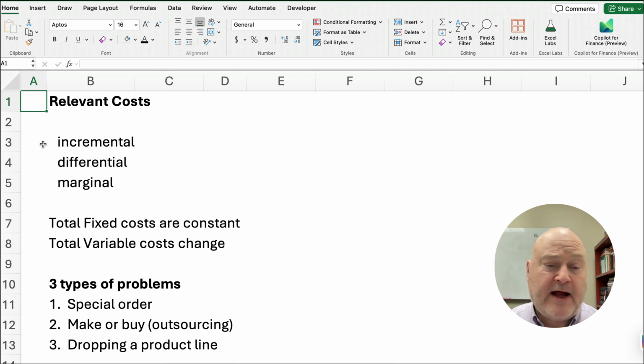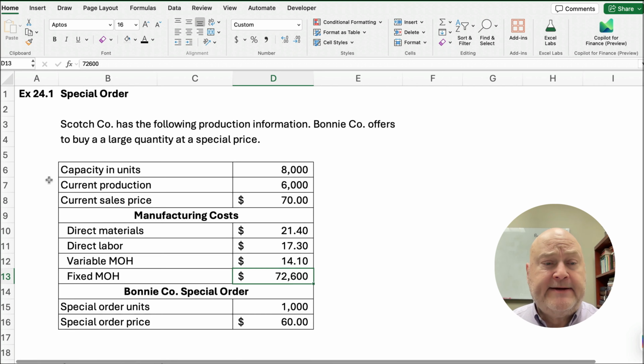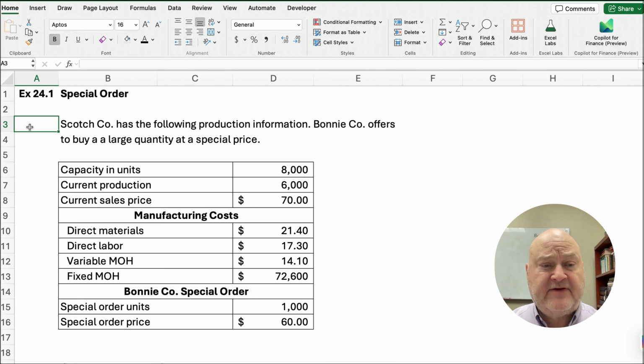So there's three types of problems here in relevant costing. There's special order, what we're doing in this video. There's make or buy, which is the outsourcing decision, and then there's dropping a product line. So let's get started with our special order problem. So let's say Scotch Company has the following information, and then Bonnie Co. wants to offer to buy a large quantity at a special price. So that's what a special order is, a large quantity at a special price, a lower price.